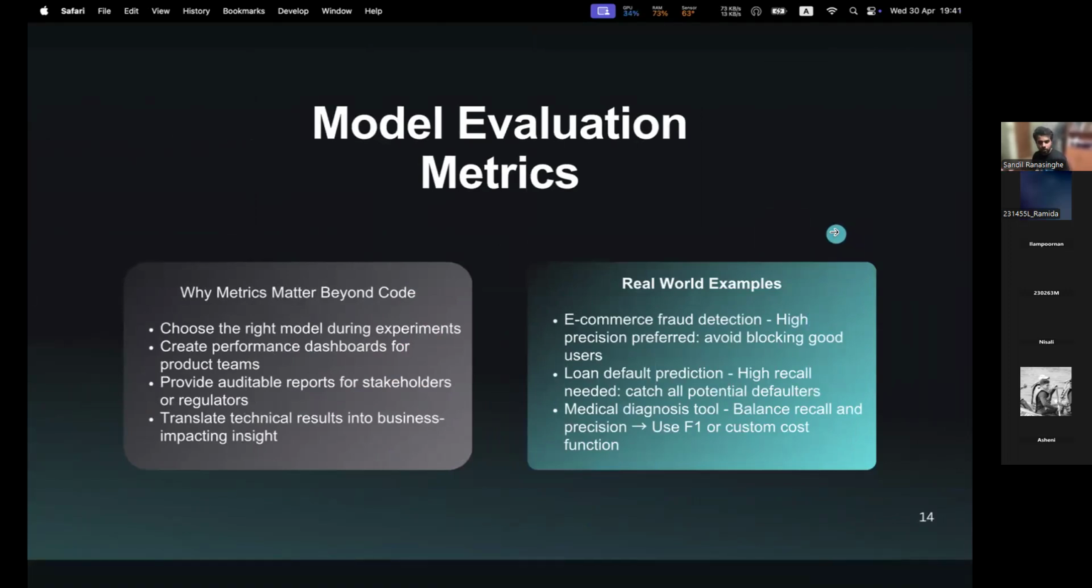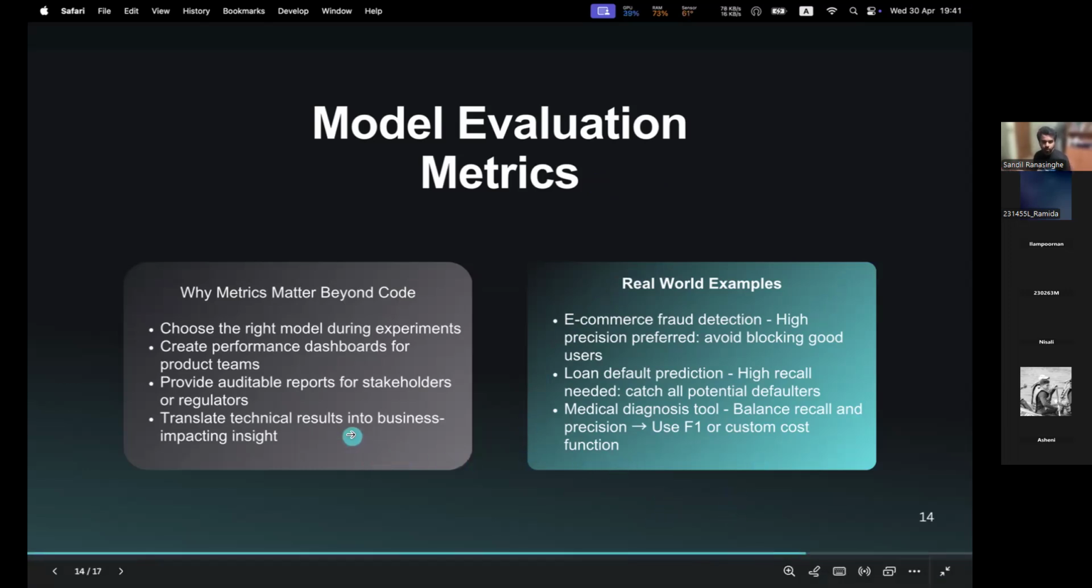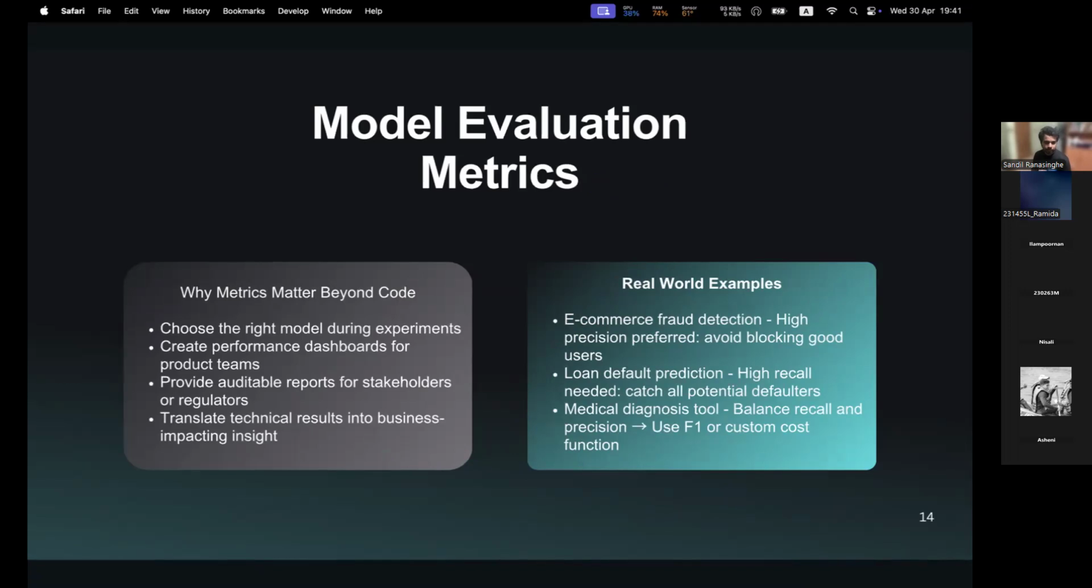Metrics matter beyond code, whether you're at the workplace or in a competition. You want to choose the right model during experiments based on metrics, but also you want to create visualizations showing the model's performance using these metrics. If you're making a report or a presentation, you want to add these metrics to show how big the problem you're addressing is, or how much of a difference your models or your predictions make. And you want to use these metrics to translate from mathematics and statistics to the actual business explanations.